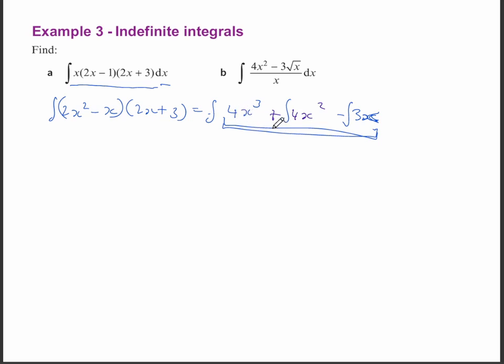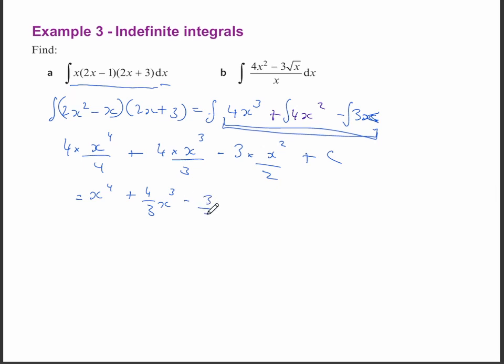So the integral of 4x cubed is going to be 4 times x power 4 over 4, plus the integral of 4x squared is going to be 4 times x power 3 over 3. And then the integral of this is going to be minus 3 times x power 2 over 2. Then we have our plus c at the end, which is our constant. This will give us x power 4 plus 4/3 x power 3 minus 3/2 x power 2 plus c. That is the answer for A.